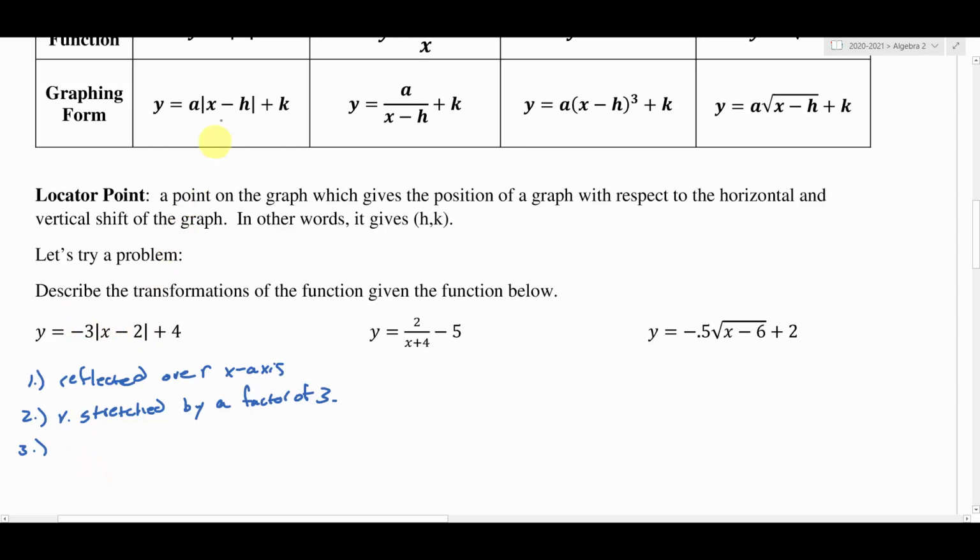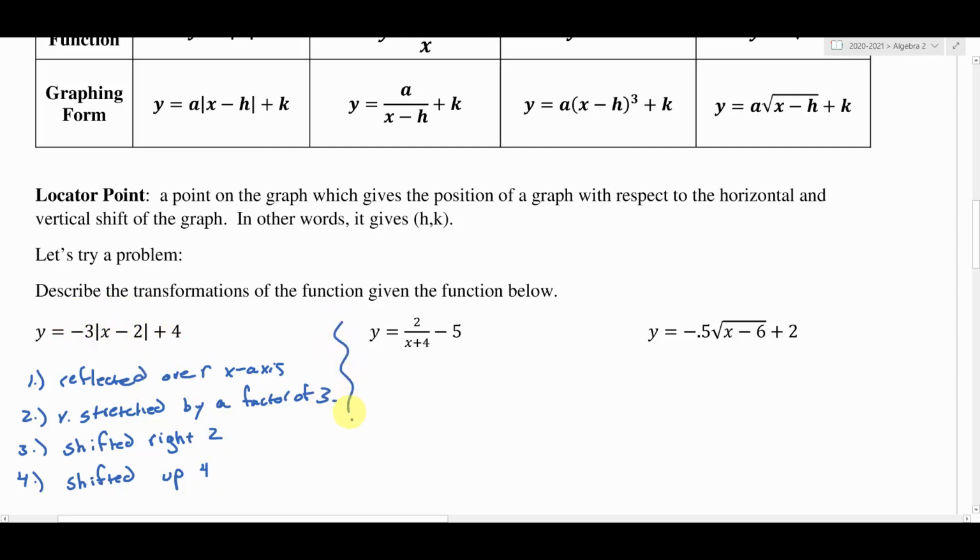Now I move inside of the absolute value, and I look at my graphing form up here. That value inside of the absolute value bars is my horizontal shift, and since it has a -2, that tells me that it's been shifted right 2. Remember, it is still opposite, just like with the quadratic. And then I go to the last piece here. This +4 on the end is my k value, which tells me my vertical shift. So this has been shifted up 4. And this would be a description of all the transformations that occurred to this function.